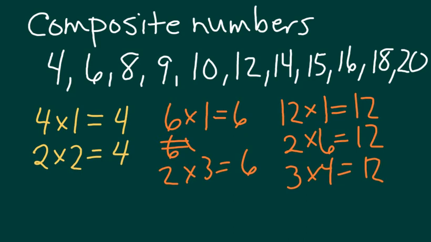So all of the numbers you see here are composite numbers because they have more than one set of factors. Okay? Prime numbers only have one set of factors. Composite numbers have more than one set of factors.